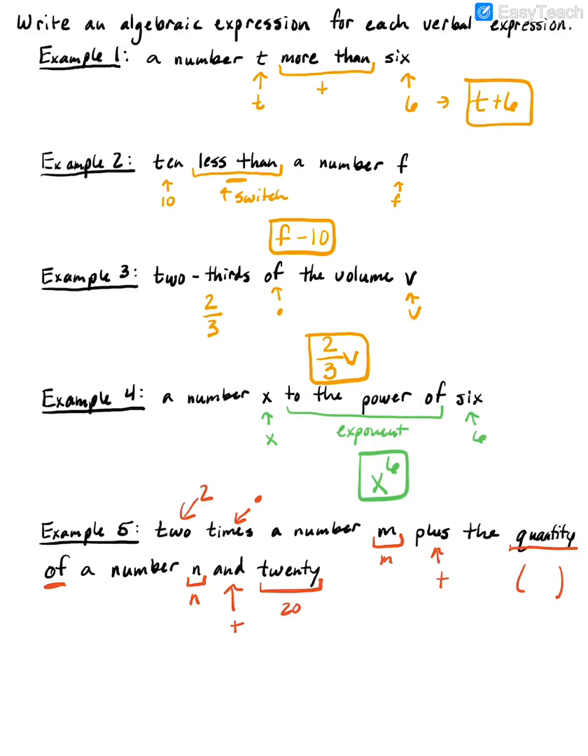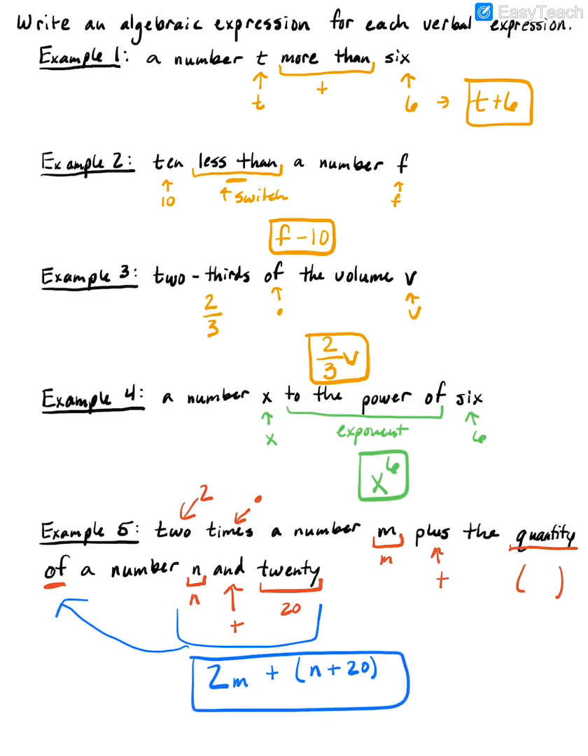So now let's put all this together. Usually this goes in order unless you have something that switches the order, like the subtraction. So I have 2 times an m, then plus the quantity, so the next stuff should be in parentheses together, and the next stuff that I saw is going to be the n plus 20, so I put that there. And then that would be my answer. So I should have 2m plus, with a parenthesis, n plus 20, right parenthesis. Okay? And that's the lesson. Okay? Have fun.